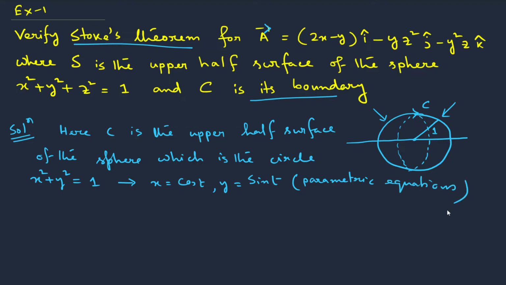Parametric equation, because when you write Stokes theorem, it is a single integration, and in a single integration you cannot take two variables x and y, so that's why you convert it to what? Parametric function.